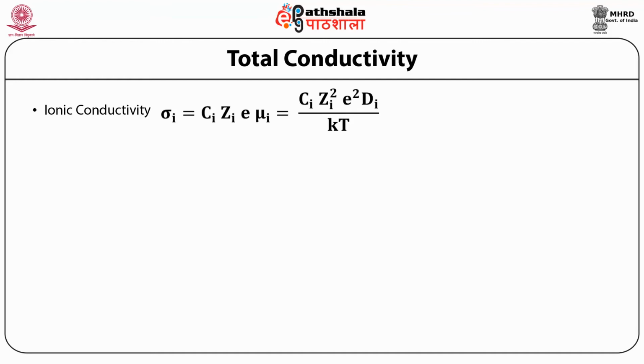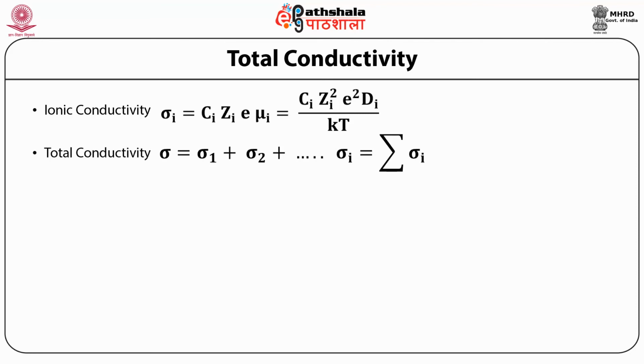Now, if we talk about the total conductivity, since all charged species contribute to the electrical conductivity, we can write the total conductivity as sigma, which is equal to sigma 1 plus sigma 2 up to sigma i. So this total conductivity consists of ionic and electronic conductivity, where electronic conductivity sigma e is equal to n_e z e mu_e plus n_h z e mu_h. Now the total conductivity will be the sum of all conductivities.